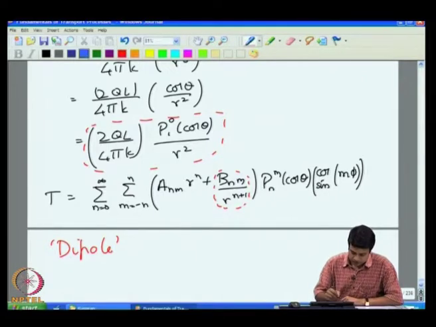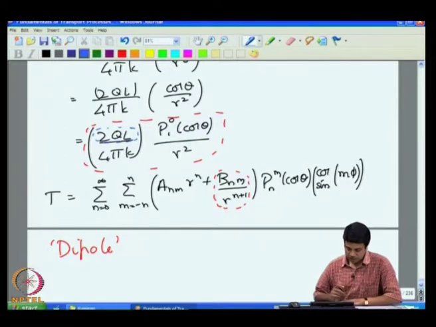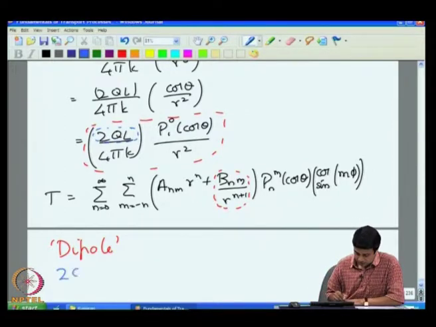This thing here, previously for a source I got Q by 4 pi k r. In this case, I get 2Q times L. Q is the source strength, 2L is the distance between the source and sink, and this 2QL is the dipole moment.